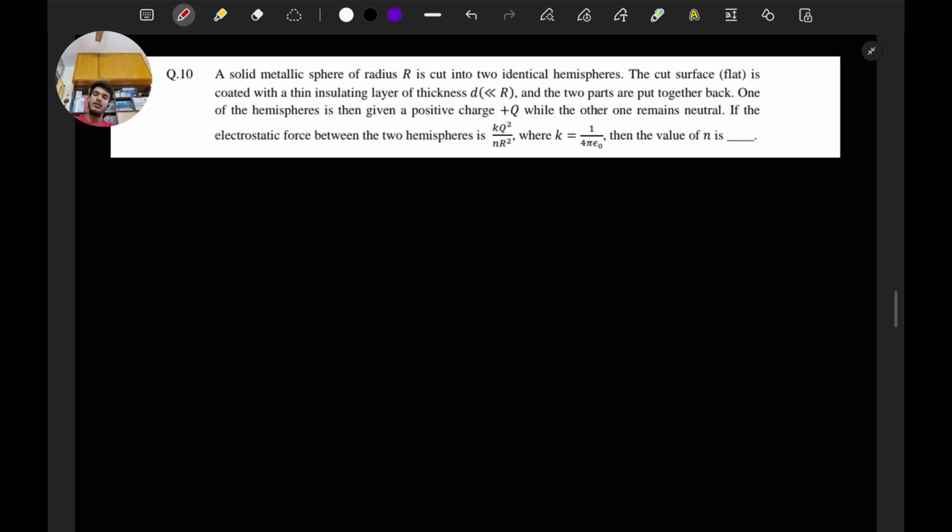This is question 10, which says a solid metallic sphere of radius r is cut into two identical hemispheres. The cut surface flat is coated with a thin insulating layer of thickness d, which is much smaller than r, and the two parts are put together back. One of the hemispheres is then given a positive charge plus q, while the other one remains neutral. If the electrostatic force between the two hemispheres is this, we have to find the value of n. Okay, so let us analyze this question.